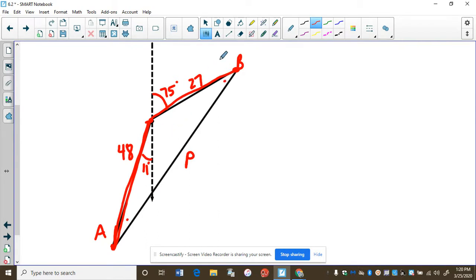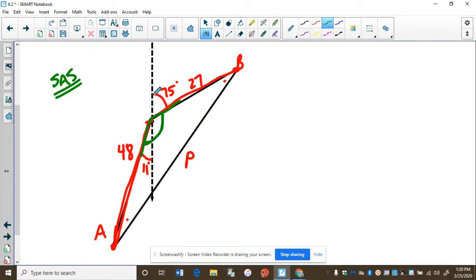Now, this angle is clearly where the crux is going to take place. I need this piece, right? And there's a couple of different ways to go about finding that angle. If I know that angle, then I know this side, and I know this side, and I know the angle that is formed between them. That would be a side angle side relationship, which means I can use the law of cosines.